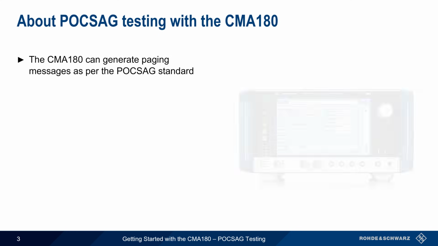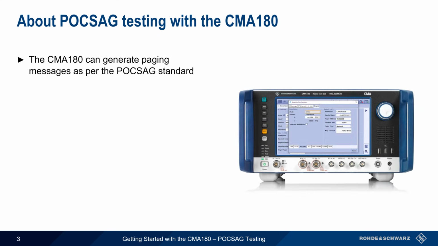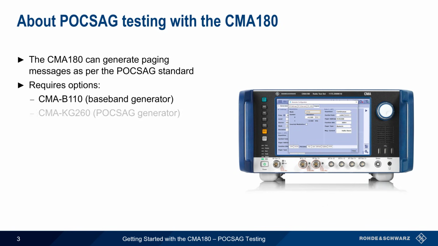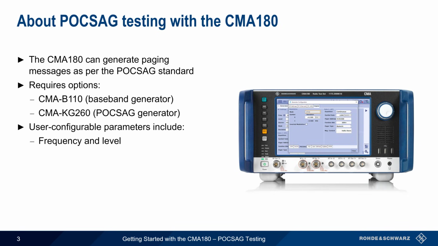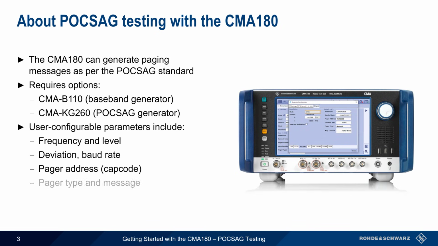The CMA180 radio test set can generate standard compliant messages for testing POCSAG pagers. This requires option CMA B110 for the baseband generator and CMA KG260 for POCSAG generation. The parameters used in creating POCSAG transmissions are user configurable, and these include the frequency and generator output level, the FSK deviation and the baud rate, the pager address, more commonly known as the cap code, and the type and content of the page, that is, tone-only, numeric, or alphanumeric paging messages.